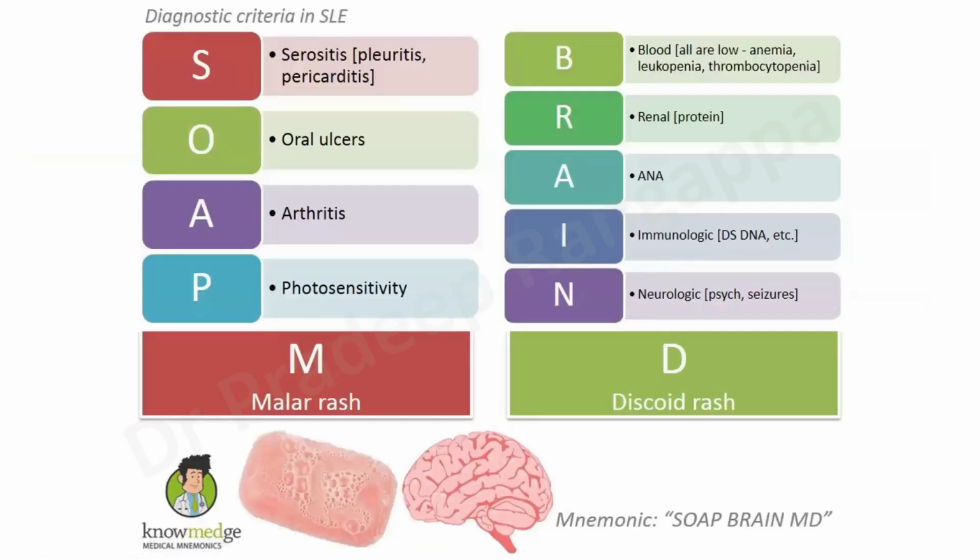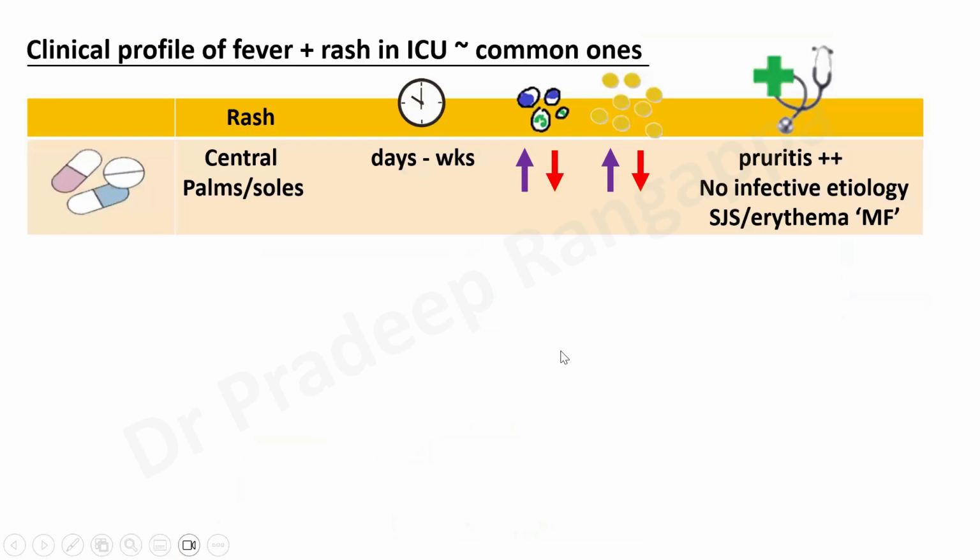So SOAP BRAIN MD, it's a very easy sort of a mnemonic to remember all the other features to look for in SLE: serositis, oral ulcers, arthritis, photosensitivity, blood dyscrasias, renal, ANA, immunologic, neurologic, and MD stands for malar and discoid rash, which we saw. So we'll move on.